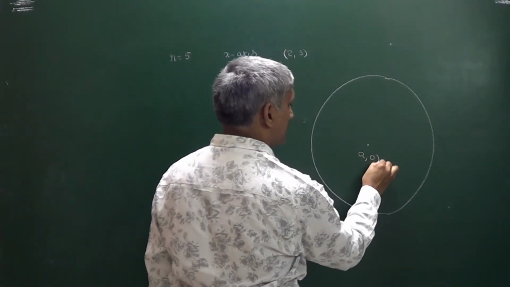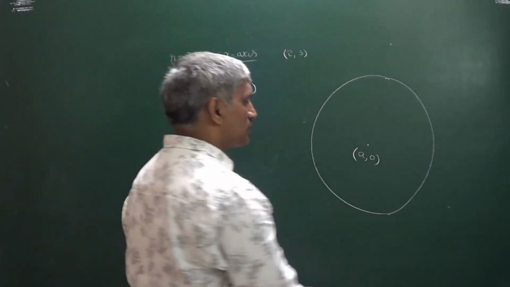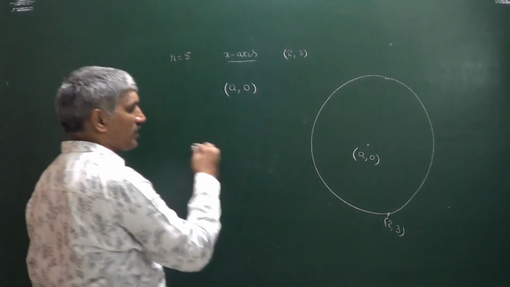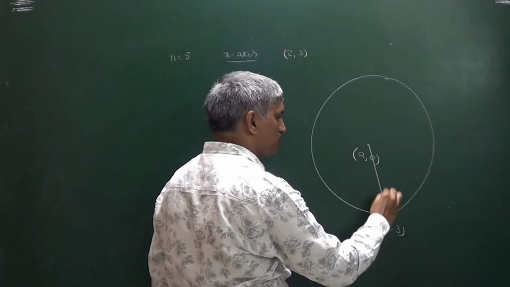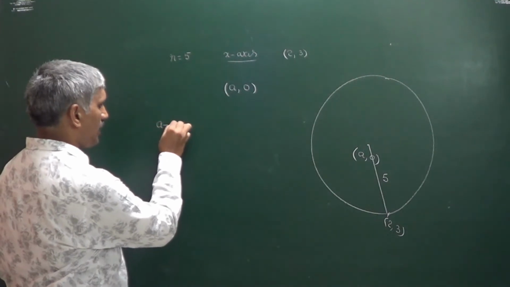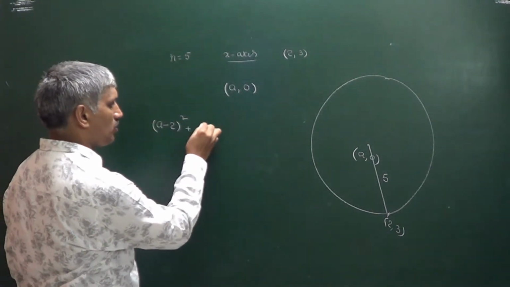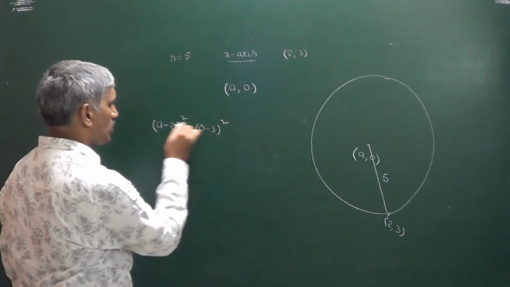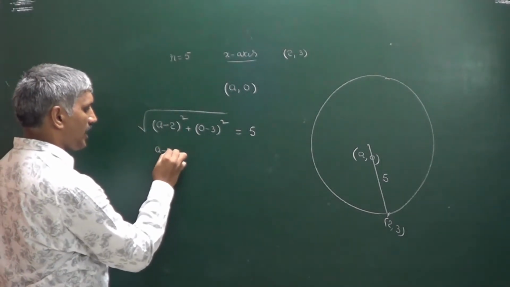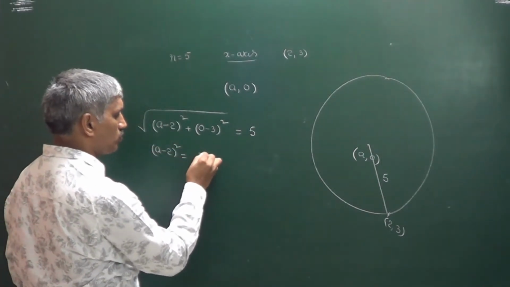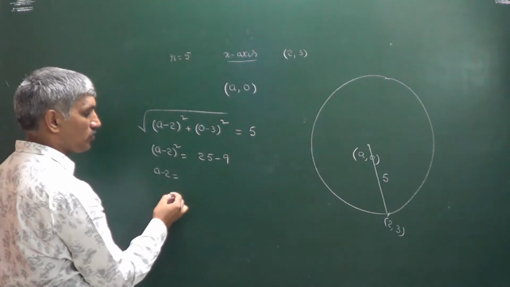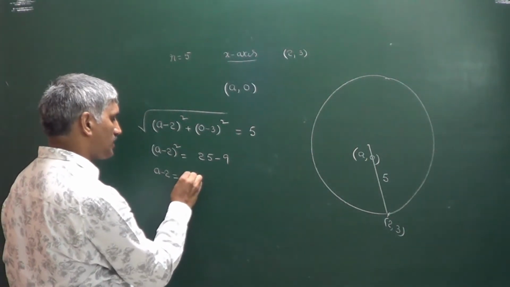that's why I can take the center as (a, 0). The circle is passing through the point (2, 3), that is the information given. Also the distance between these two points is nothing but the radius, given as 5. So what can we say? Square root of (a minus 2) whole square plus (0 minus 3) whole square is the radius, equal to 5. So I can write (a minus 2) whole square equals 25 minus 9. Therefore a minus 2 equals 16, that means plus or minus 4.